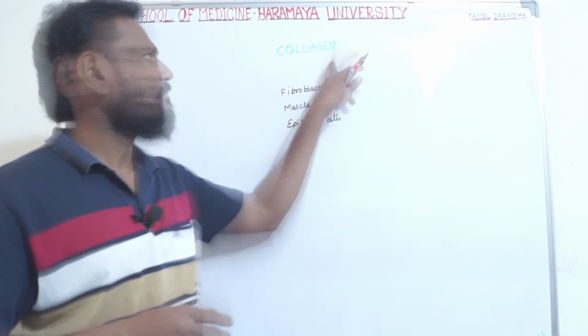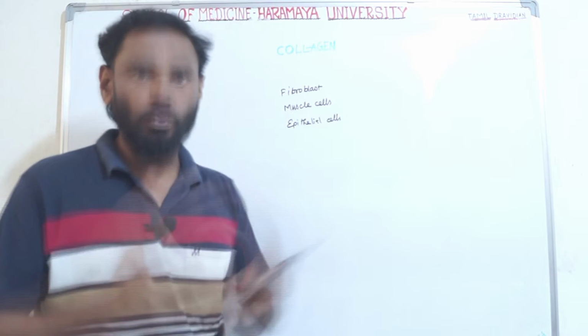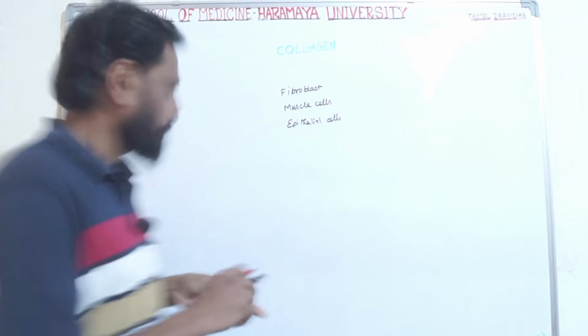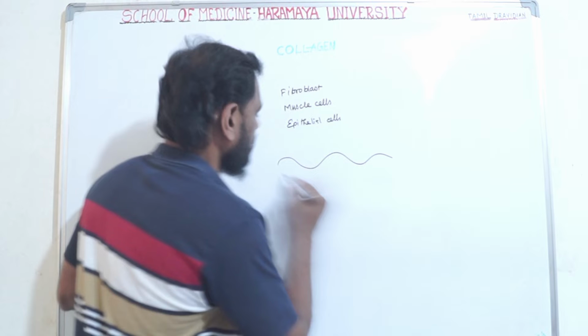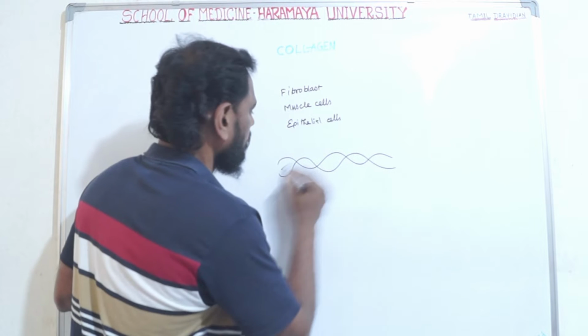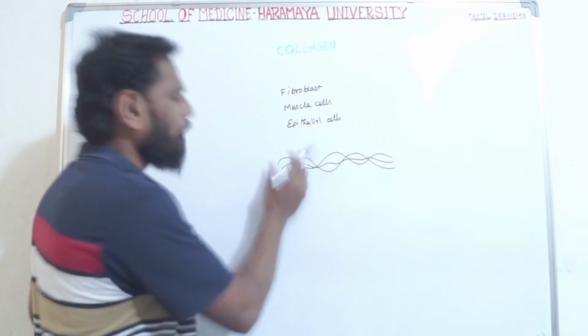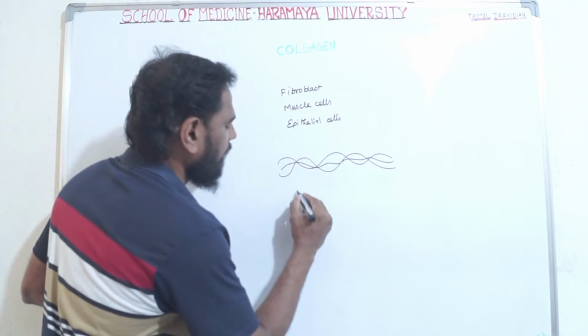Collagen is a Greek word, which means a substance that produces glue-like substances. So that is called collagen. The shape of collagen is like a triple helix. It is made up of 3 polypeptide chains. Clear?